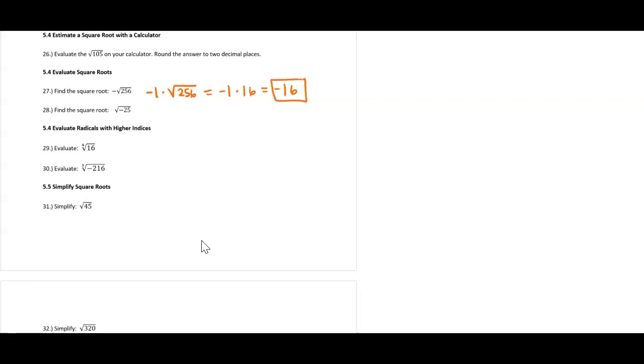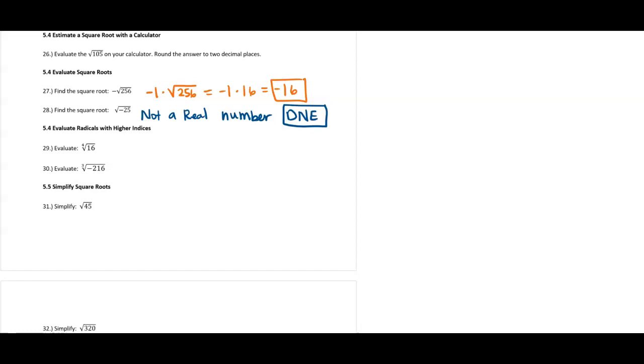Okay, so it's okay to have a negative on the outside, but notice on 28 we've got this negative on the inside. And if you try on your calculator to take the square root of negative 25, it's going to say error or domain error, because you can't take the square root of a negative number and end up with a real number. So we're just going to say that this one is not a real number, or DNE, does not exist.